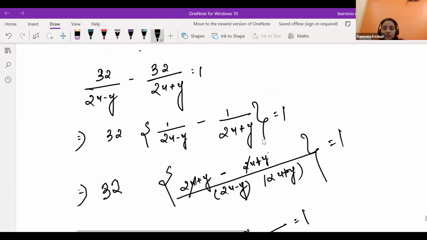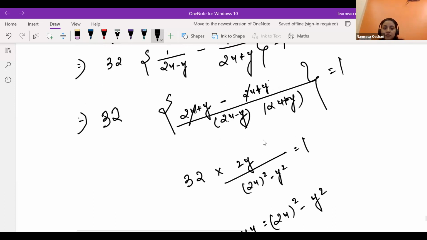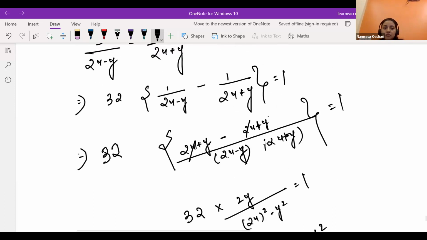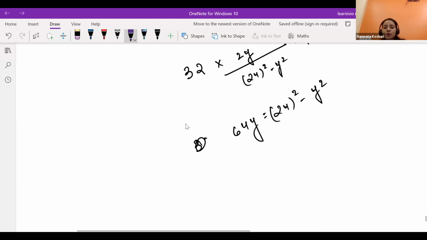I'm very for the LCM in the numerator. Yeah, 24 plus y minus 24 minus y. When we open the bracket, it will be minus 24 plus y, right? Oh, okay, because the minus sign was there. Yes, so 24 minus y, but when we open the bracket, this is negative and this is positive. That's what I have written there. So this is what we are getting.